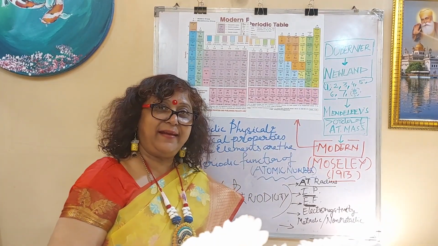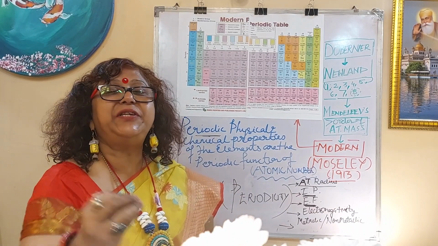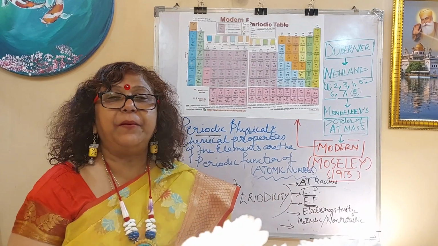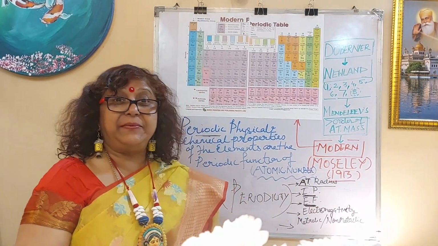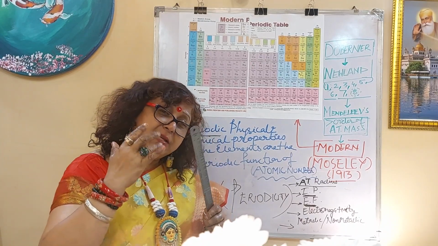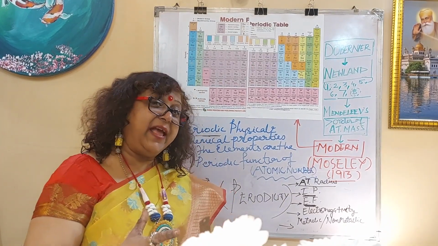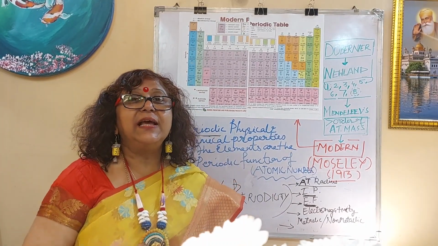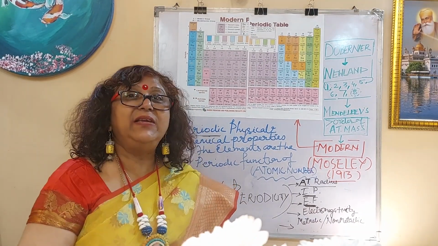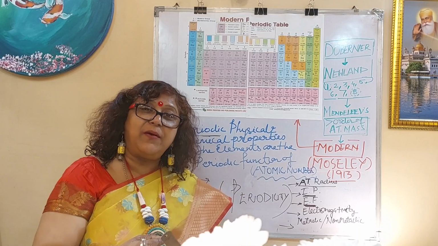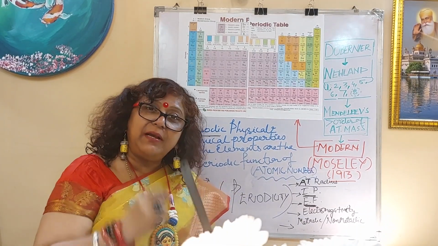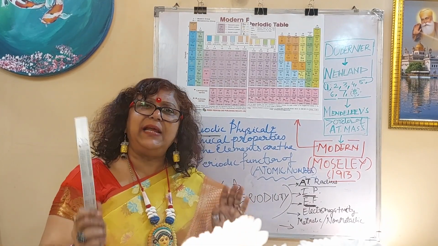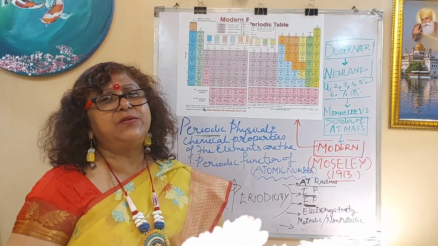First was Dobereiner. He was the first scientist who gave his initiative. He thought of placing elements with similar properties in a group. He formed a triad, for example lithium, sodium, potassium. He placed them as per their increasing atomic mass, and he found that the atomic mass of the middle one is the average of the first and the last. But this could not be possible with all the elements, only with some. So it was not a great success.